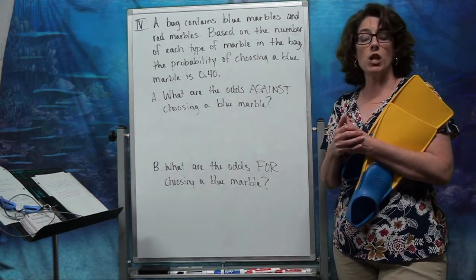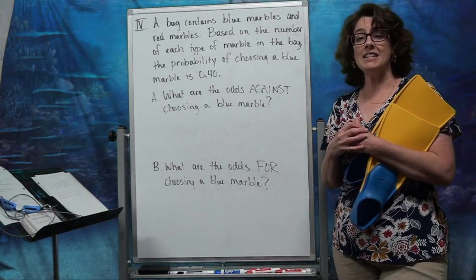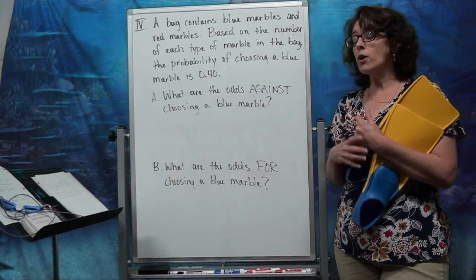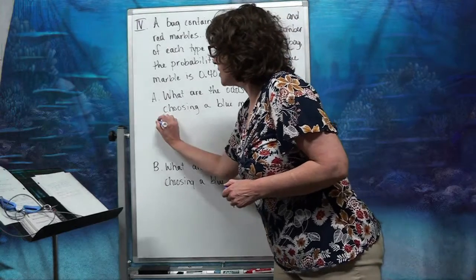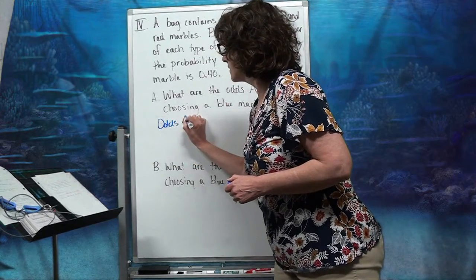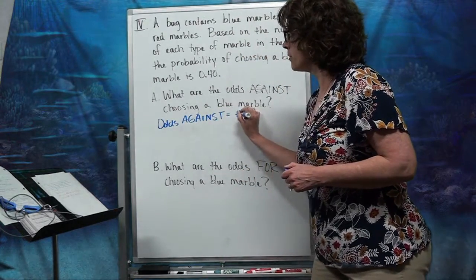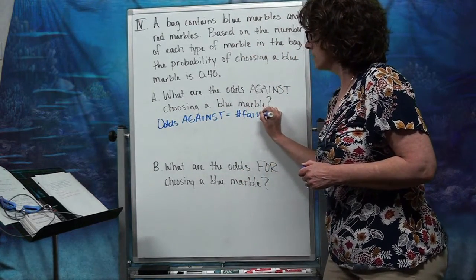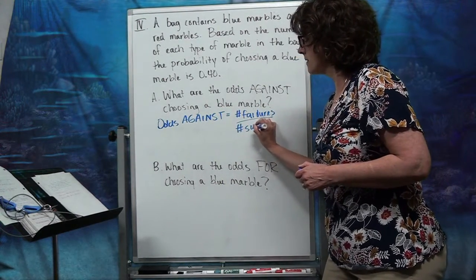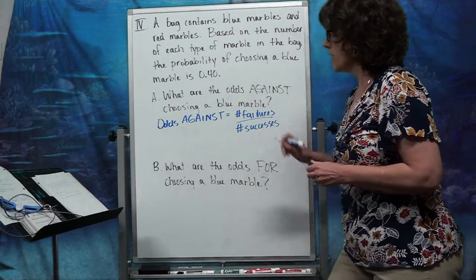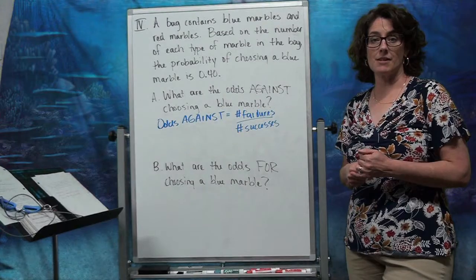So knowing that information, I want to come up with a couple of scenarios. What are the odds against choosing a blue marble? Now recall that when we're talking about odds against, that would be the number of failures divided by the number of successes. The problem here is that I don't know how many failures and how many successes I have.